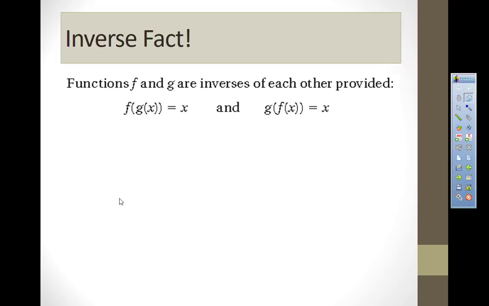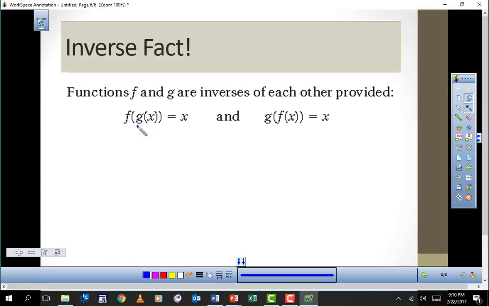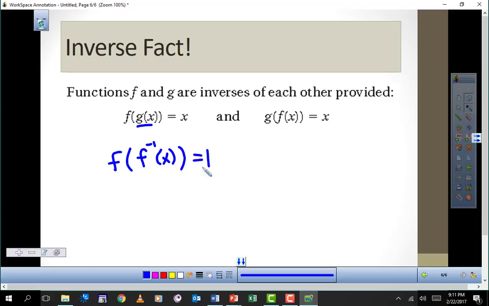So these are a couple little facts right here. If you have a function and you put the inverse inside of there, you get x. Now, instead of writing it this way, the g of x in this case will be the inverse. So you would have f of f inverse of x is equal to x. Okay? And likewise, you would have, in this case, you have the inverse, and you put the function inside of its inverse, and that's equal to x.